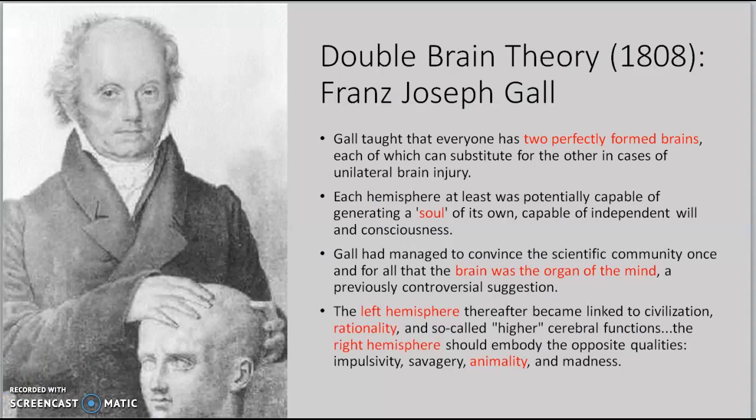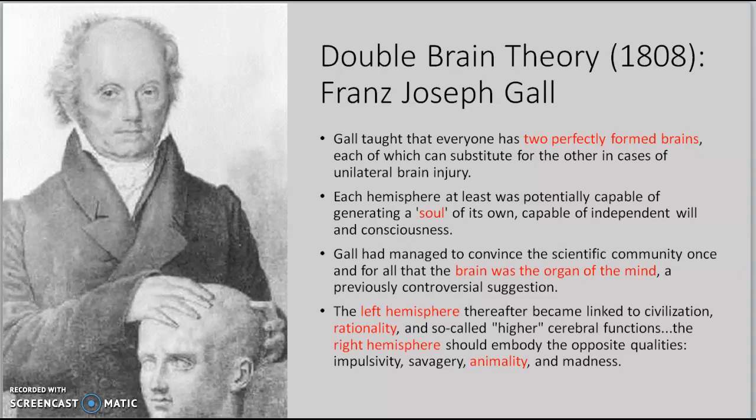So the double brain theory in the beginning of the 19th century, this is Franz Joseph Gall. Gall taught that everyone has two perfectly formed brains, each of which can substitute for the other in cases of unilateral brain injury. So we have this right brain and this left brain, and we can ultimately choose if we want to use our left brain or our right brain. He did not see them as working together, where the individual things that we do in our lives pull from both the left and the right side, which we know is the case today. In the past, he thought you either use this left brain or you use this right brain. Each hemisphere was at least potentially capable of generating a soul of its own, capable of independent will and consciousness.